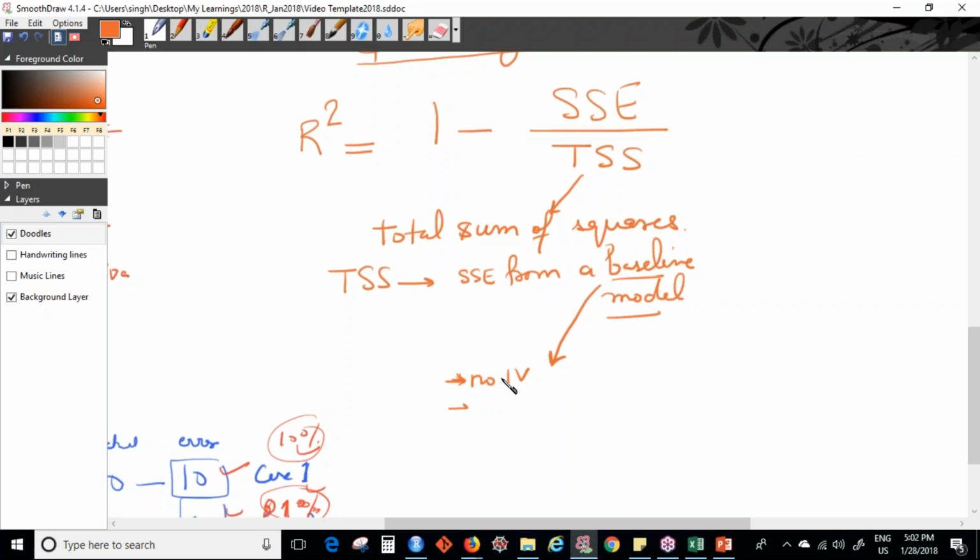How will it predict if there is no independent variable? Straight line. No, even linear regression is a straight line, right, Dibakar? Even linear regression is a straight line. Parallel to x-axis, but at which point? There can be infinite lines parallel to x-axis. Which line will I select? Yeah, what is that constant y value? Yes, that is the average. Okay, so the baseline model always predicts the average.